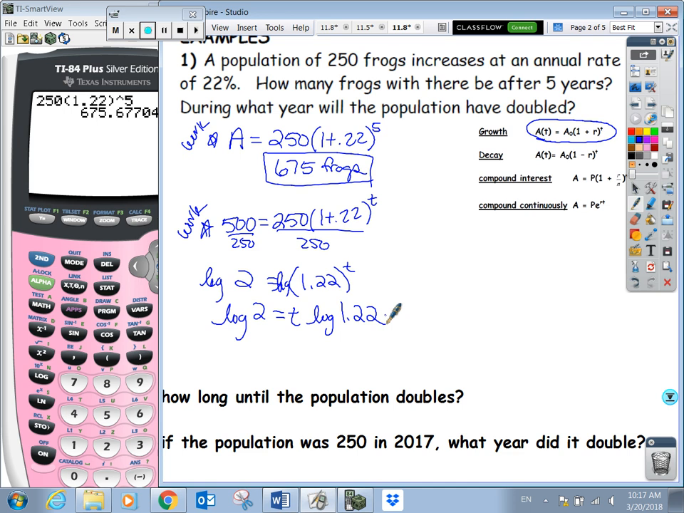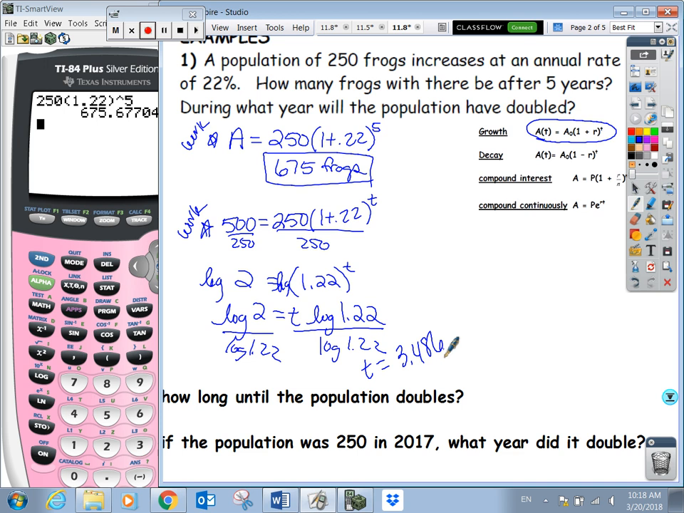Using that law from 11.5. And now I just need to solve for t. So divide by log of 1.22. Again, not the only way to answer this question. Lots of different ways to go about it, but there is only one answer. You can do it a different way and get the same answer, that's fine. Different way and a different answer, that's not okay. So then when you do that, you should get t equals 3.486.